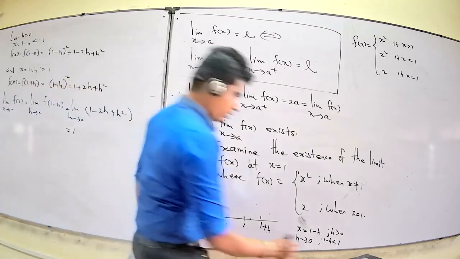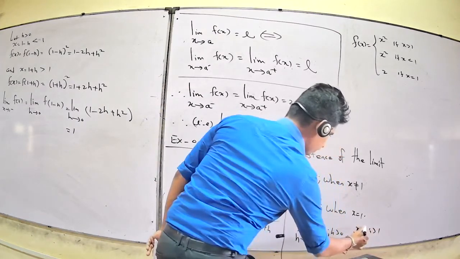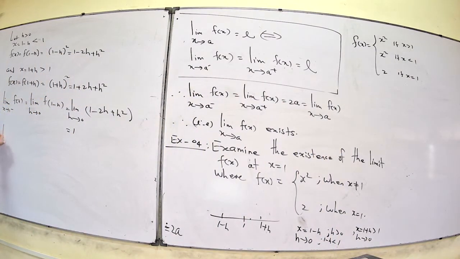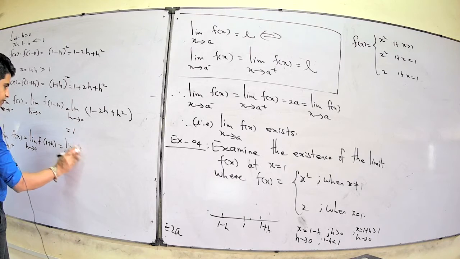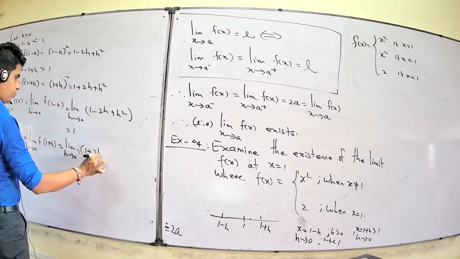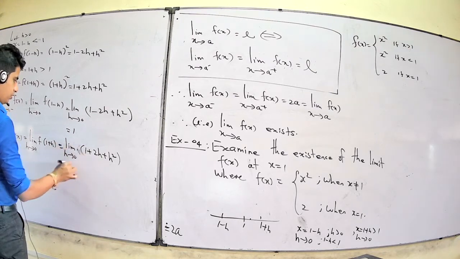And also, suppose here x equals 1 plus h, greater than 1. Therefore, as x tends to 1, your h also tends to 0 in that case. That one is for the right limit. Limit of f of x as x tends to 1 plus, limit as h tends to 0, f of 1 plus h, which is 1 plus 2h plus h squared. You put the value h equal to 0, then you get 1.